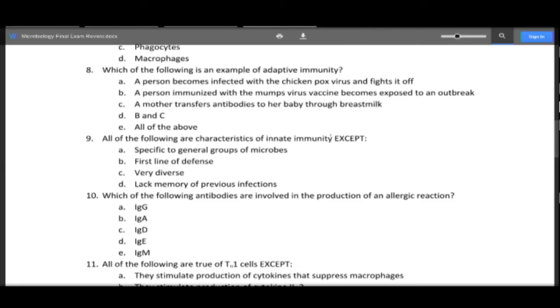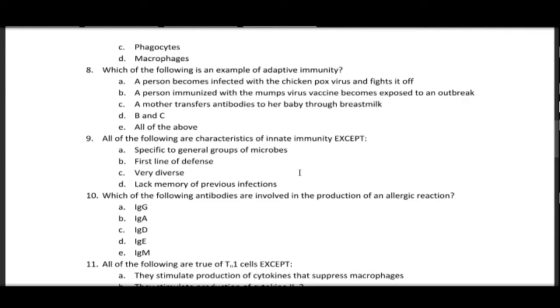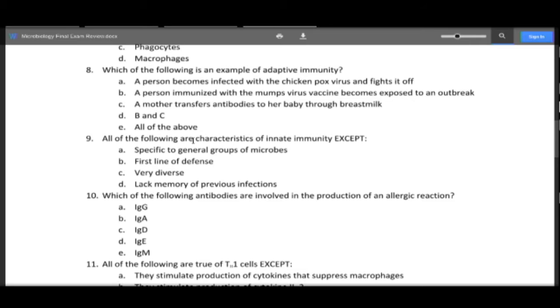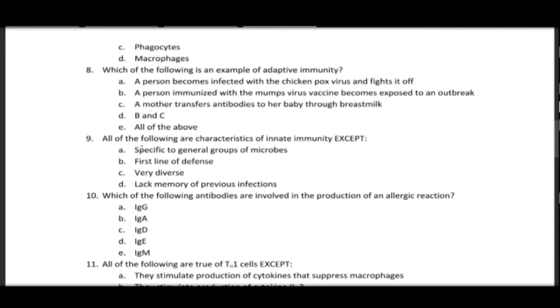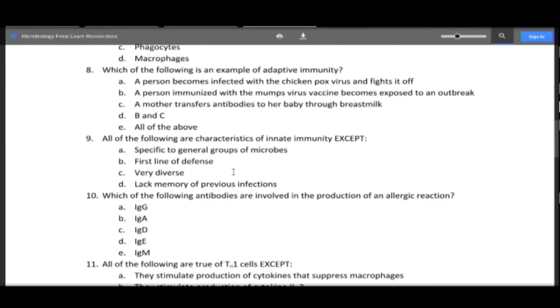So if we're talking about innate immunity, let's go through the answer choices. A says it's specific to general groups of microbes. B says it's the first line of defense. C says it's very diverse. And D says it lacks memory of previous infections. The question is, all of them are true except. So when we think about innate immunity, it is the first line of defense. So B is good. A says it's specific to general groups of microbes. So this is the non-specific immunity type. So it's not necessarily specific for a microbe or specific for a type of virus or bacteria. So that's why A doesn't look like a good choice, but we'll look at the others.